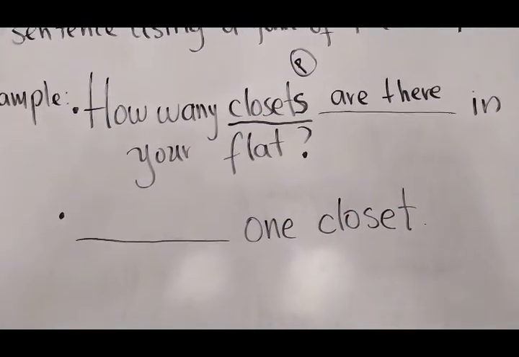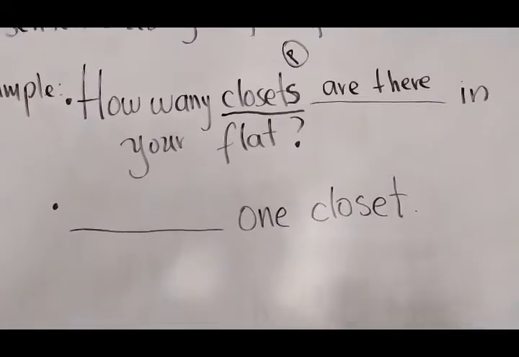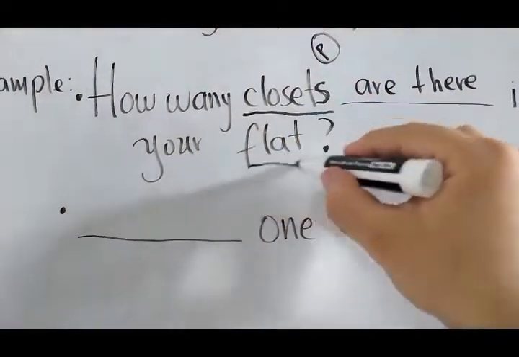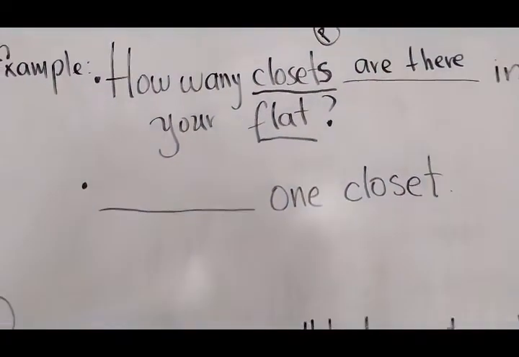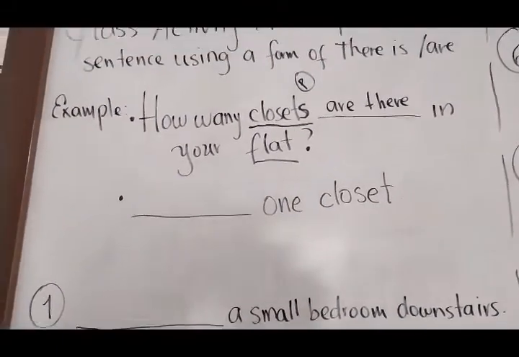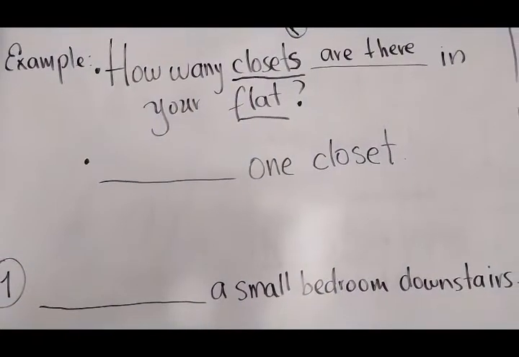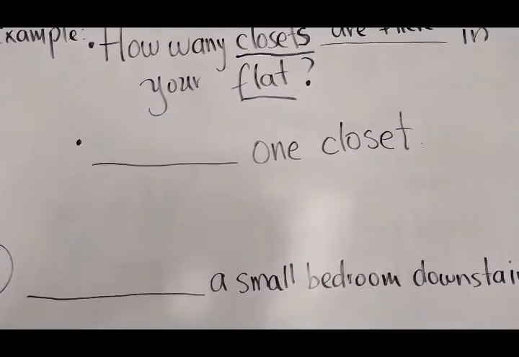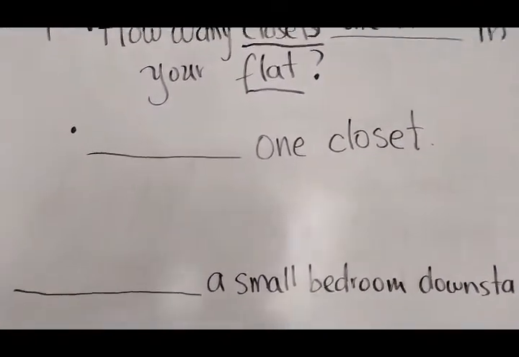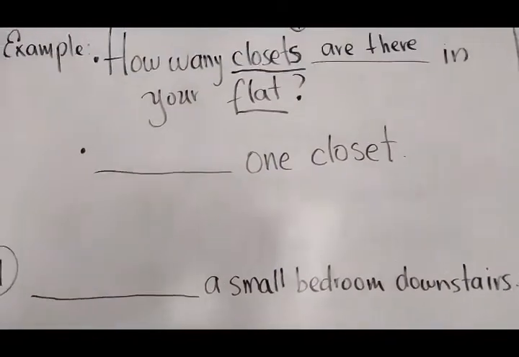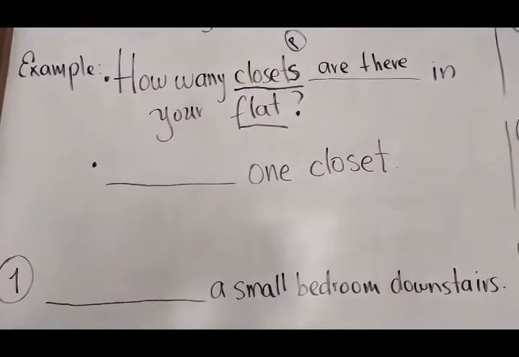¿Cuántos closets hay en tu apartamento? Flat es otra manera de decir apartment. So, how many closets are there in your flat? Vamos a ver en este ejemplo cómo sería. Ok, one closet, un closet. Sería entonces la respuesta, hay un closet, ¿cierto? Sería afirmativa. There is or there are.